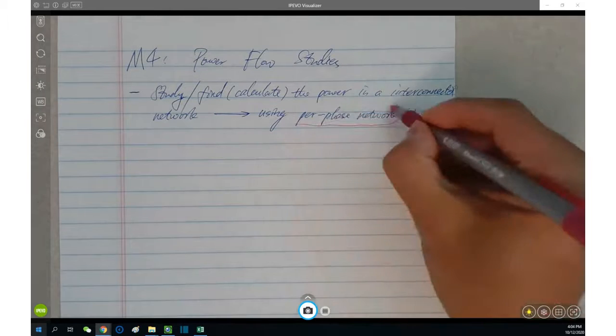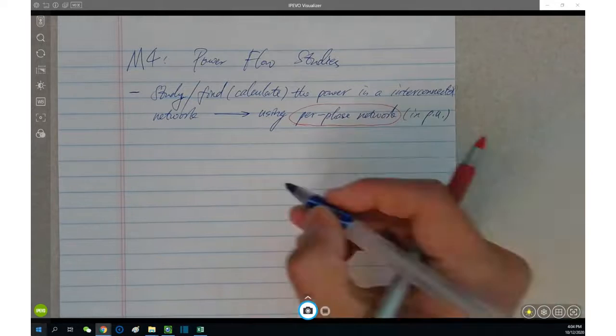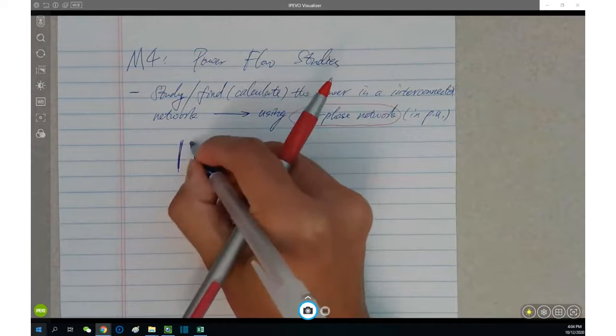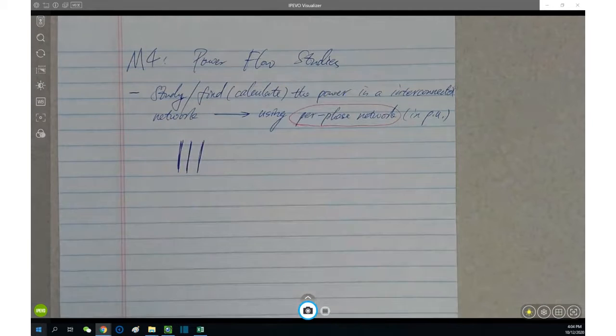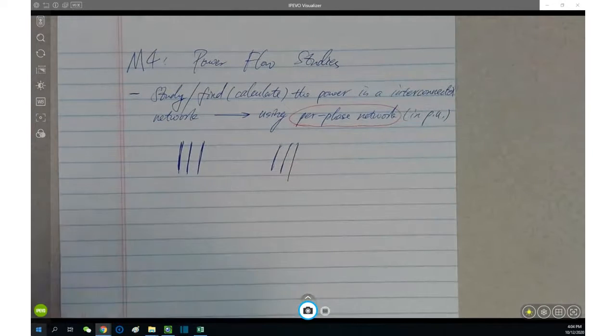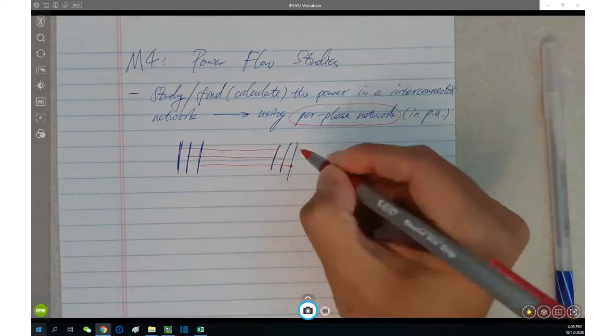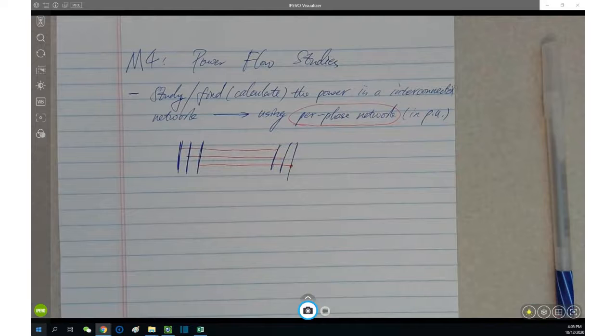Again, we're going to see a per phase network. What does per phase network mean? Once again, I explained this in the very first lecture of the semester. The real system, of course, has a power bus, one power bus, 3 phase. So we have 3 lines or 3 cables, right? You have another power bus at a different voltage level, again 3 phase, 3 lines. The connection is like this: phase A to phase A, phase B to phase B, phase C to phase C.